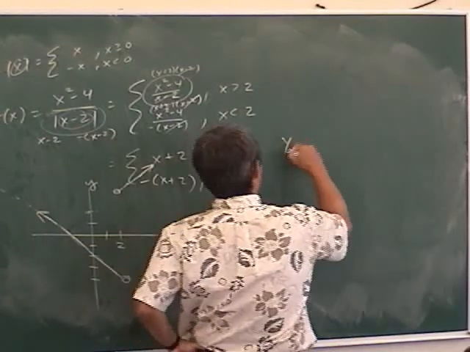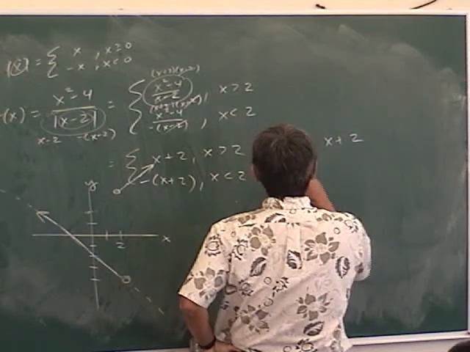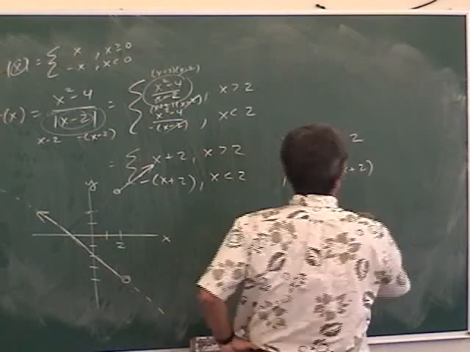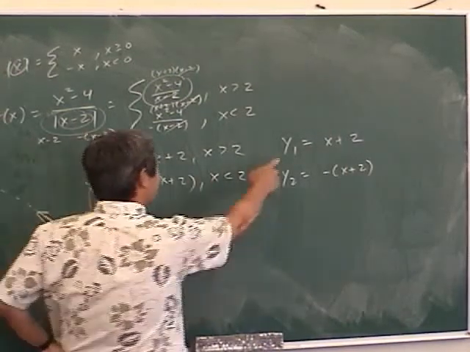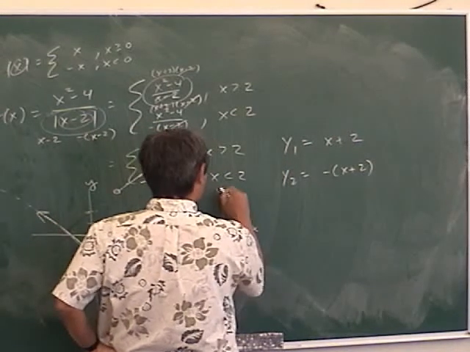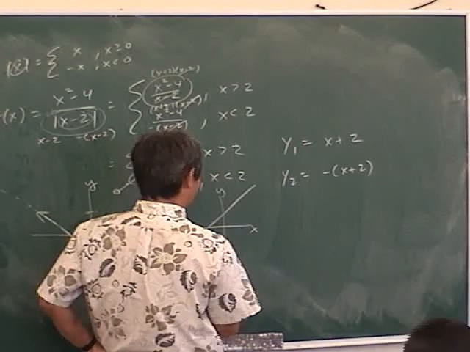Okay, will this work? Can I just do this? y1 equal x plus 2, and then y2 equal negative x plus 2. Is that going to work? No, because this is what your calculator is going to do. It's going to graph y equal x plus 2, woo! And then it's going to graph y equal negative x plus 2, woo!